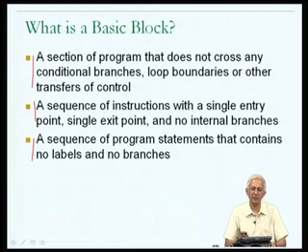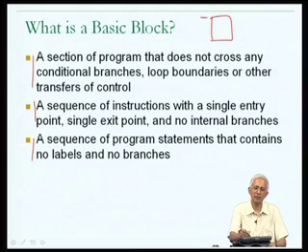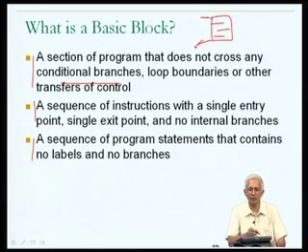In the first, I describe a basic block as a section of a program that does not cross any conditional branch, loop boundaries, or other transfers of control. And you can see that this is in sync with the first explanation of what a basic block was, because if there is a basic block of which the only entry point is the first instruction and the only exit point is the last instruction, and there are only instructions in between, then quite definitely there cannot be any branch into the middle of the basic block, which means that it cannot cross any conditional branches, etc. So one could argue that this is consistent with our first explanation.